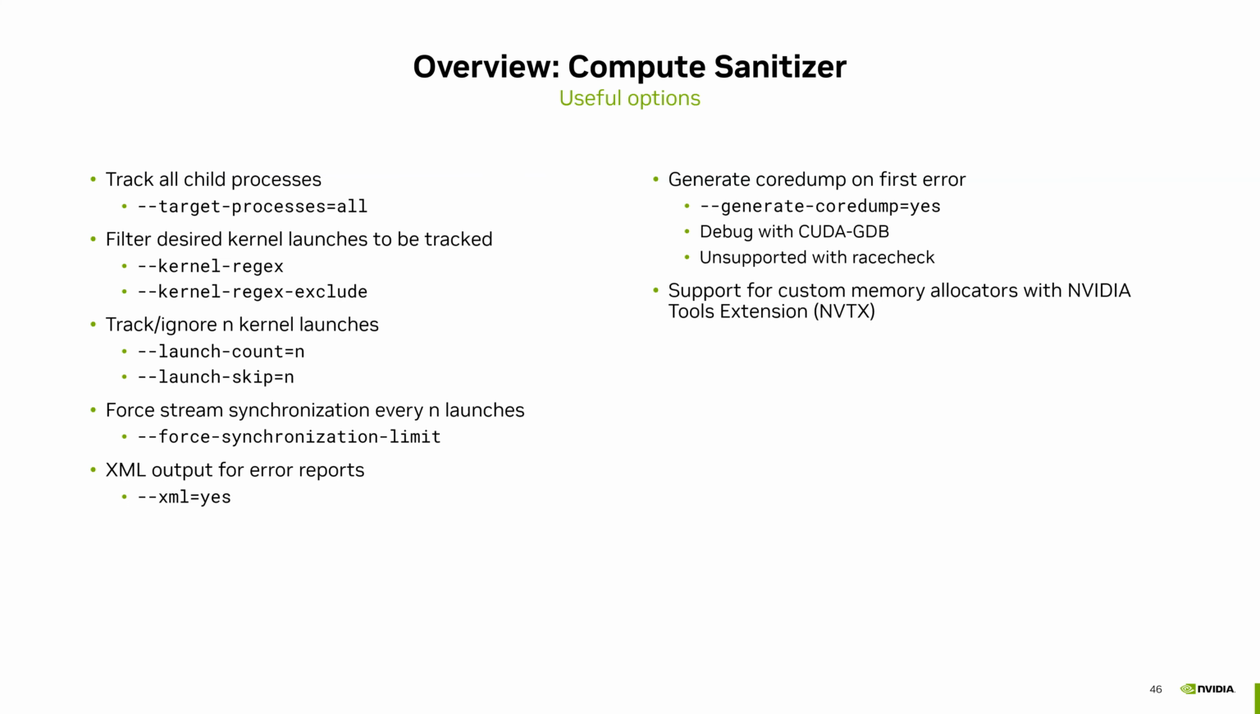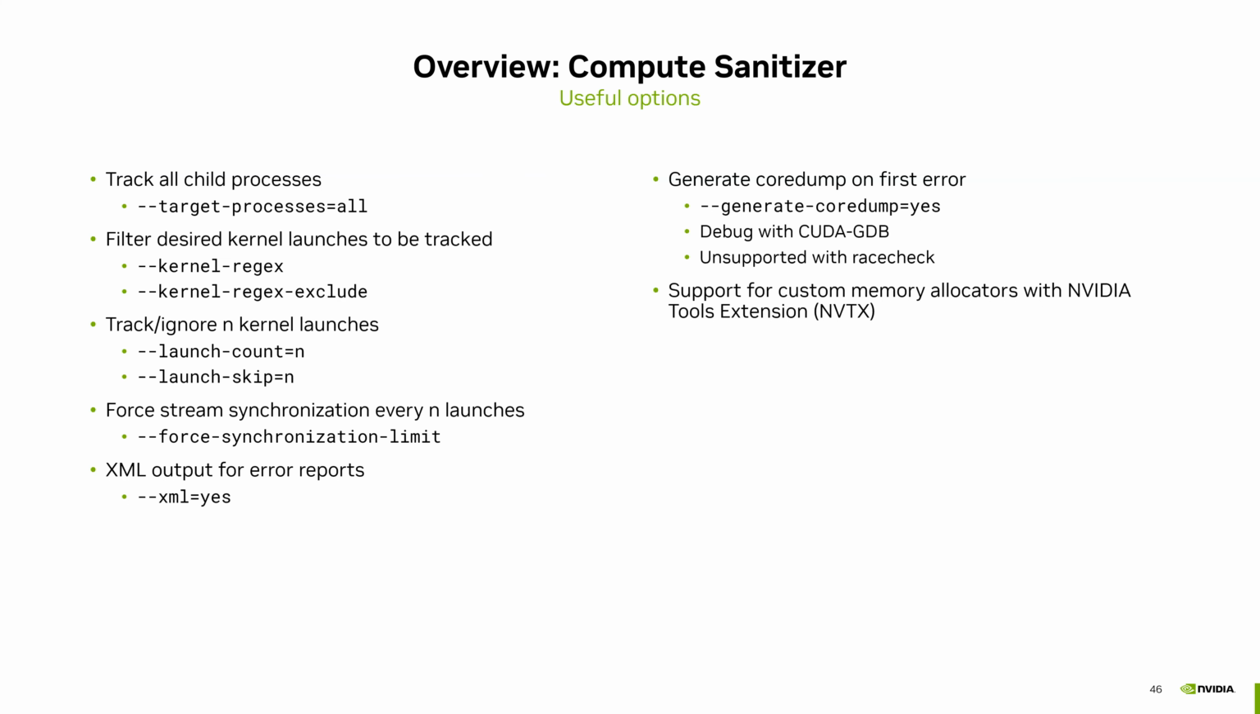Now let's talk about the coredump feature. So if you pass the argument generate coredump equal to yes, that means that on the first error, we're going to emit an entire core dump that you can then take and debug with CUDA-GDB. So that gives you a full debugging experience. So if you really need more info, maybe you don't know what local variables played into that error, you can do so with the core dump. We don't support core dumps for the race check tool.